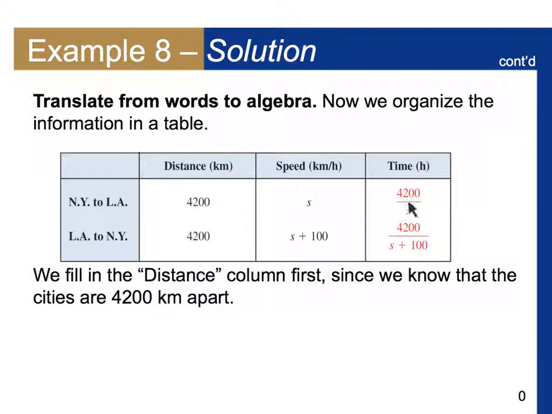We have the two speeds, so S on the way out, S plus 100, faster on the way back. And time is, now we actually did a calculation for this, but we took our D equals R times T, and we divided both sides by R, so we got time equals distance over rate. So that's how we're finding this. We're taking distance divided by rate for each one to get the time, because the times are going to be different, right?